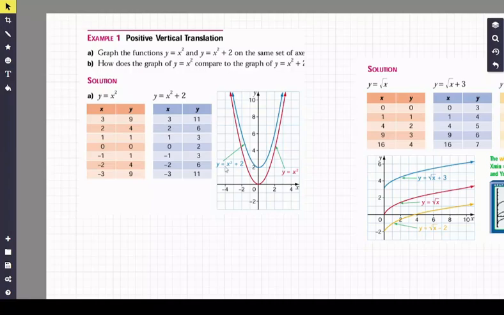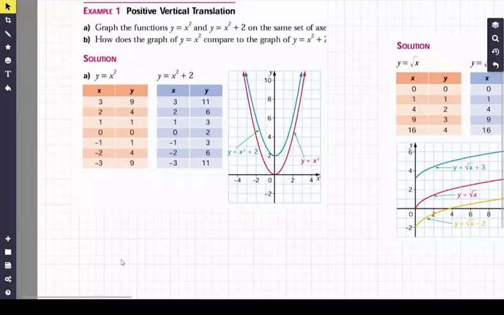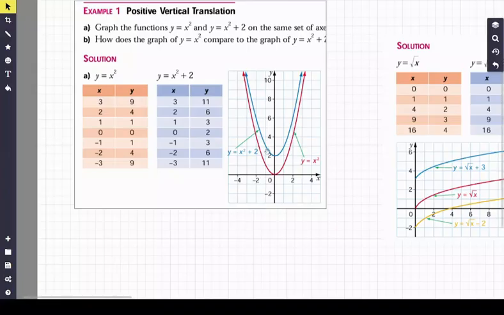So first, we're going to look at some positive vertical transformations. Here, the question has asked us to graph y equals x squared and y equals x squared plus 2. If you don't remember from grade 10, plus 2 directly is just going to move the graph 2 units up. Here, I have graphed it for you. Well, it's from the textbook.